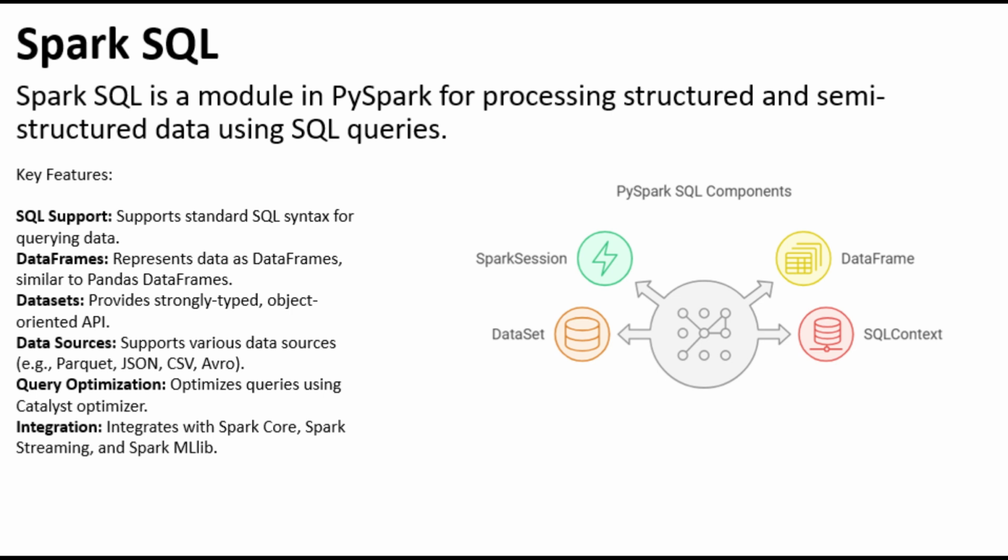Key features of Spark SQL are: 1. SQL support. Supports standard SQL syntax for querying data. 2. Data frames. Represents data as data frames, similar to Pandas data frames. 3. Datasets. Provides strongly typed, object-oriented API. 4. Data sources. Supports various data sources, e.g. Parquet, JSON, CSV, Avro. 5. Query optimization. Optimizes queries using Catalyst Optimizer. 6. Integration. Integrates with Spark Core, Spark Streaming, and Spark MLlib.